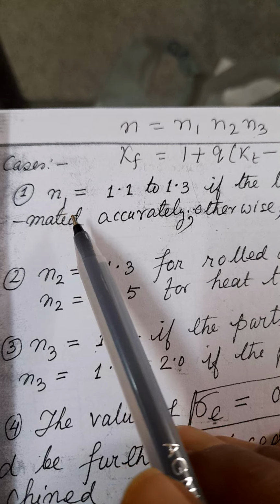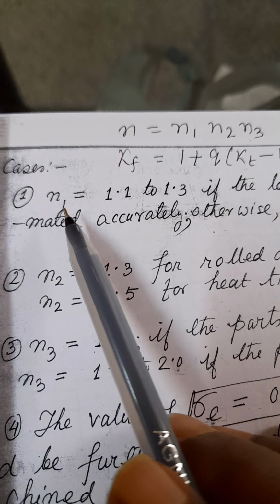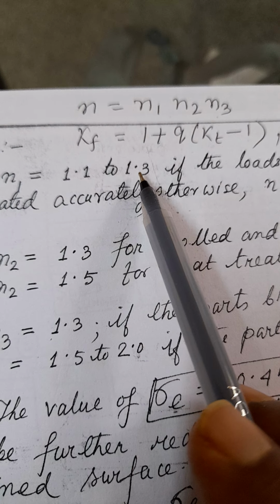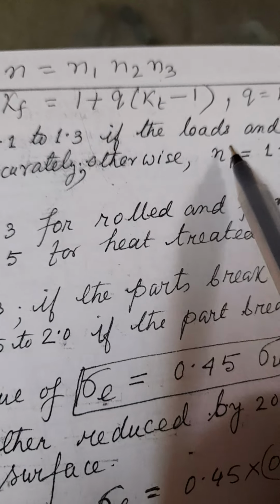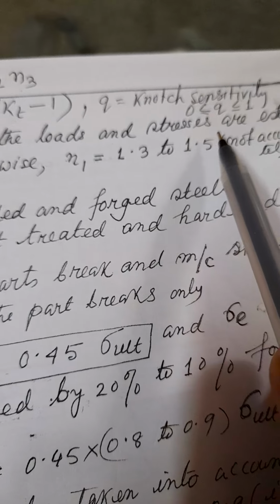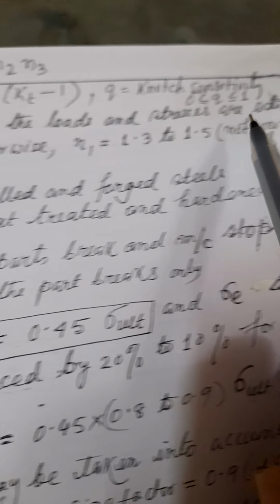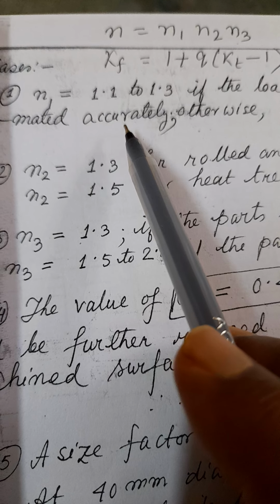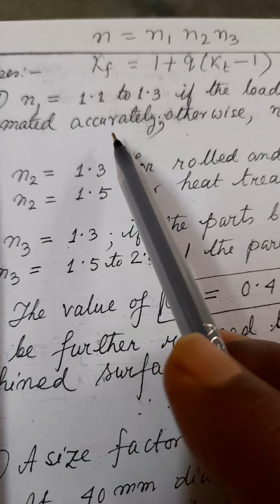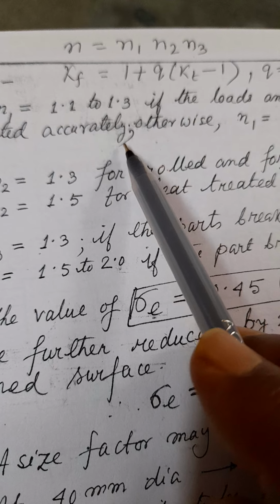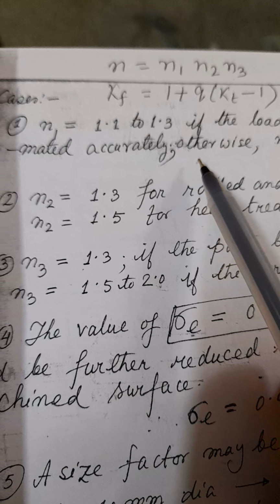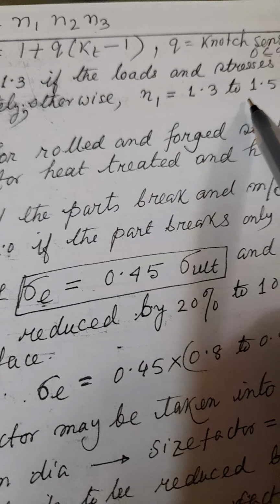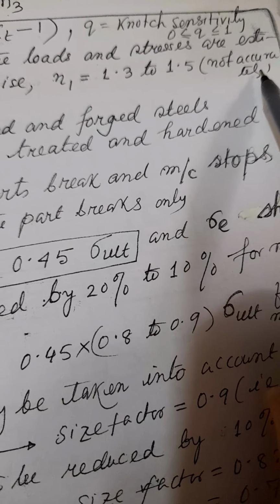Now N1 is equal to 1.1 to 1.3 if the loads and stresses are estimated accurately. When it is estimated accurately, N1 is 1.1 to 1.3. Otherwise, N1 is equal to 1.3 to 1.5, if not accurately.